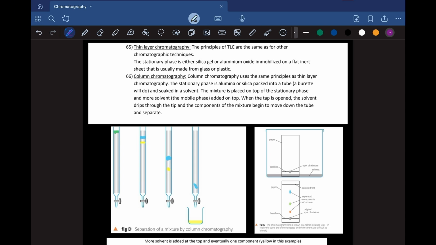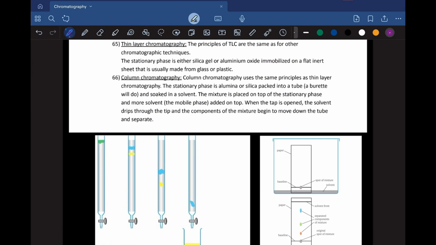But in thin layer chromatography, there will be a metal on which, on the baseline, some silica gel will be put. Let's say I have put some silica gel on this baseline, and above or on this silica gel we will put the mixture, and there will be a solvent which will go up, and with this solvent the components of this mixture will also go up. This is what happens in thin layer chromatography.